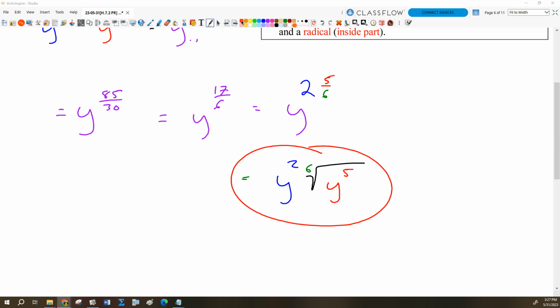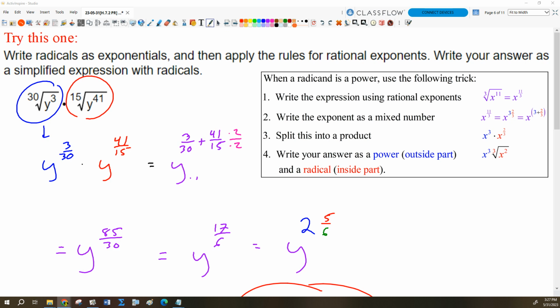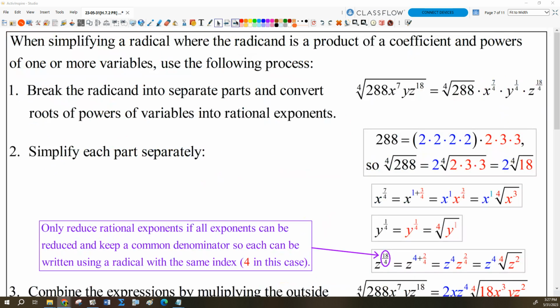Okay. All right, last thing for today, I want to show you. Okay, you're getting the hang of this. Now, when you see something like that, that probably gives you the chills, right? I mean, that looks terrible. I've got this radical of this great big radicand that includes a coefficient and 3 different powers of variables, right? Okay, it's not hard to do though. All you have to do is split this up into a product of each of those 4 parts done separately.